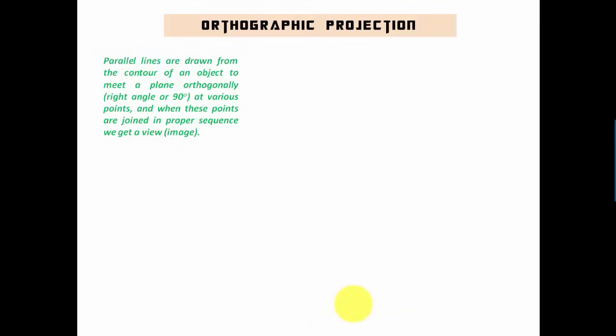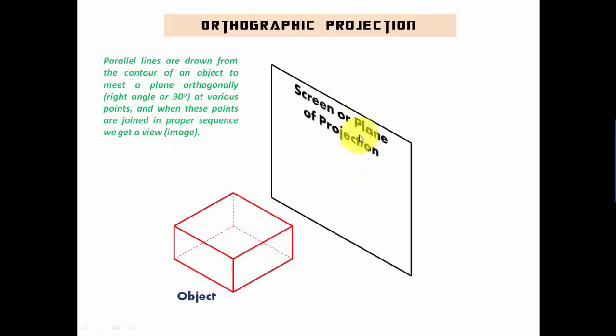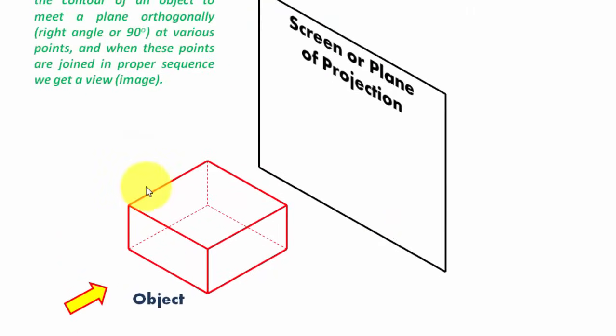So let's understand this with the help of a simple demonstration. So we have an object, so we have a screen. This screen in fact is technically known as plane of projection, and we have a direction of view in the form of this arrow. So we are going to view this object from here. The next thing to do is to extend projectors from the contour of the object until it meets this plane. Something like this will happen.